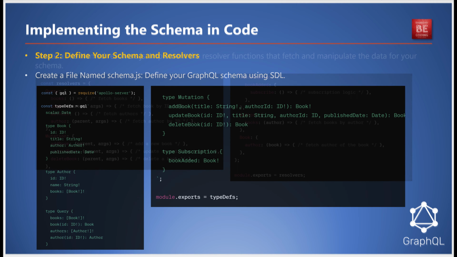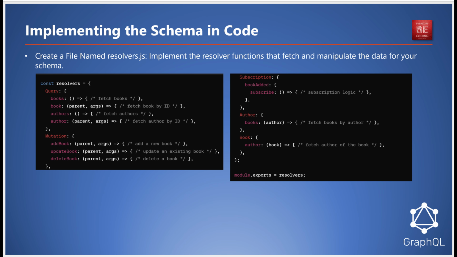Alongside the schema, in a file named resolvers.js, you implement resolver functions. These functions are responsible for fetching and manipulating the data according to the operations defined in your schema. They act as the logic behind the schema's structure, ensuring that when a query or mutation is executed, the correct data is returned or altered.